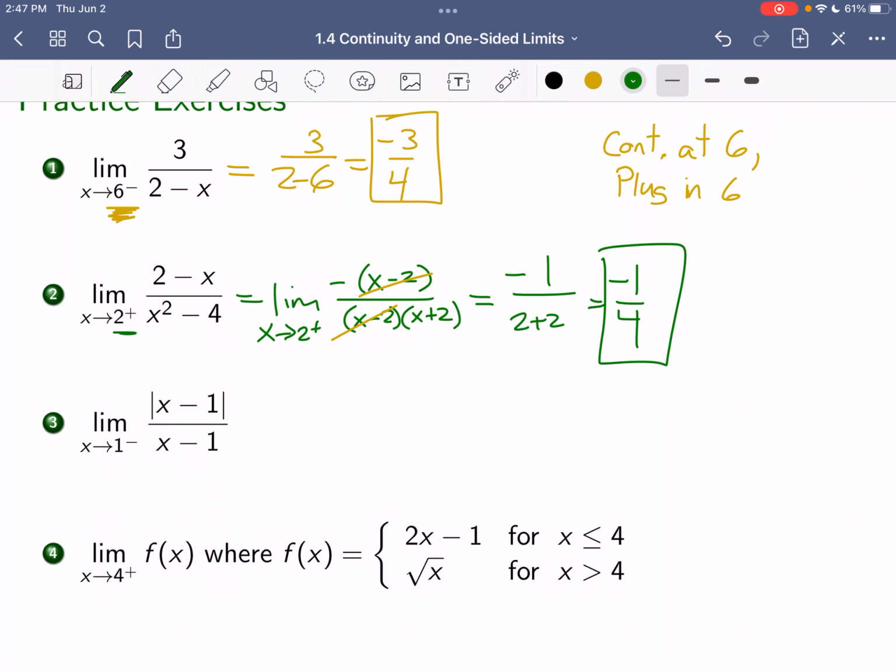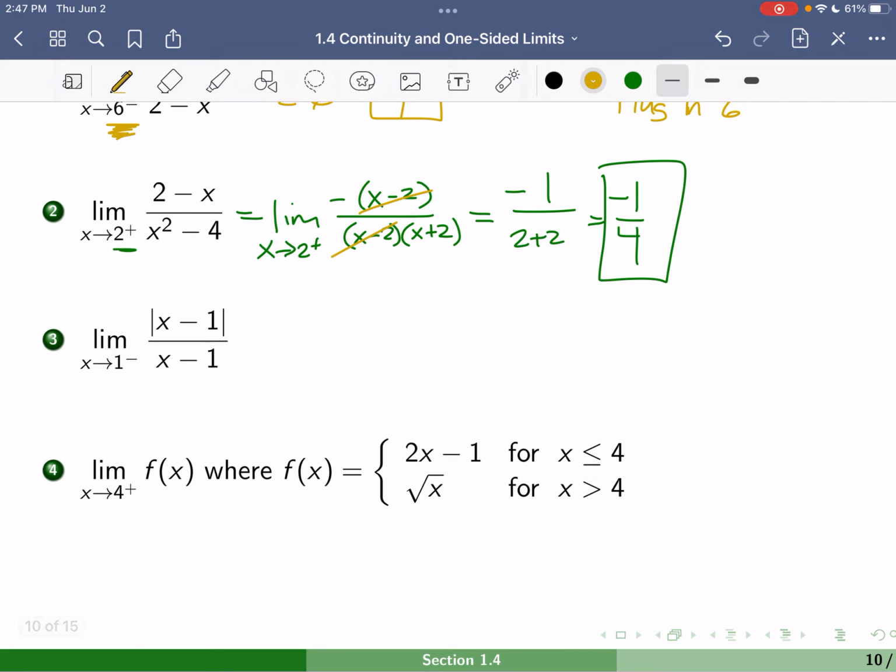What about this third one? The third one I think is the trickiest. Here we have the absolute value of x minus 1 over x minus 1. When we have absolute values, an absolute value graph is piecewise defined. It's going to be x minus 1 as long as x minus 1 is positive, or 0, I suppose. It is going to be the negative of x minus 1, the opposite sign, whenever x minus 1 is smaller than 0.